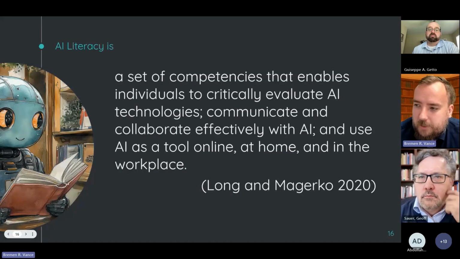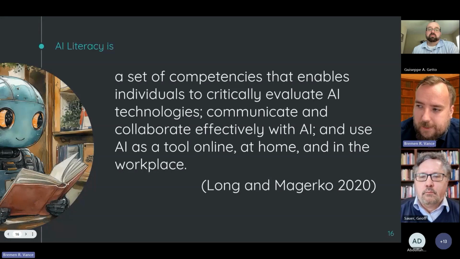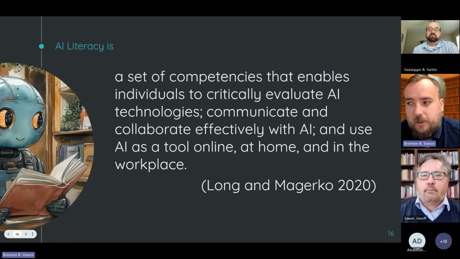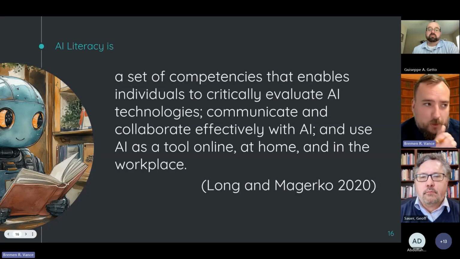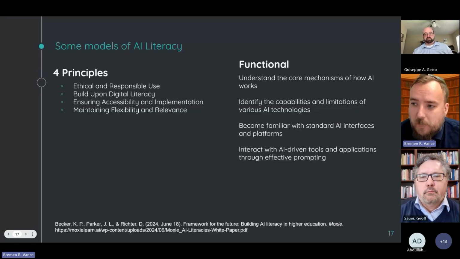And then I'm going to come back to this idea. This is what they get at: AI literacy is a set of competencies that enables individuals to critically evaluate AI technologies, back to critical, to communicate and collaborate effectively with AI, and use AI as a tool online, at home, and in the workplace. And in order to achieve that, they really think that we need to build up those foundational applied knowledges.